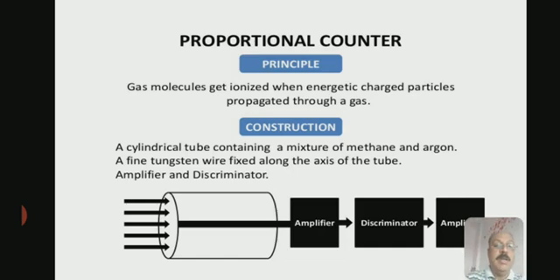Construction. You will see the figure. A cylindrical tube containing a mixture of methane and argon. On the left side of the figure, a cylindrical tube is there. It contains the mixture of methane and argon. A fine tungsten wire is fixed along the axis of the tube.